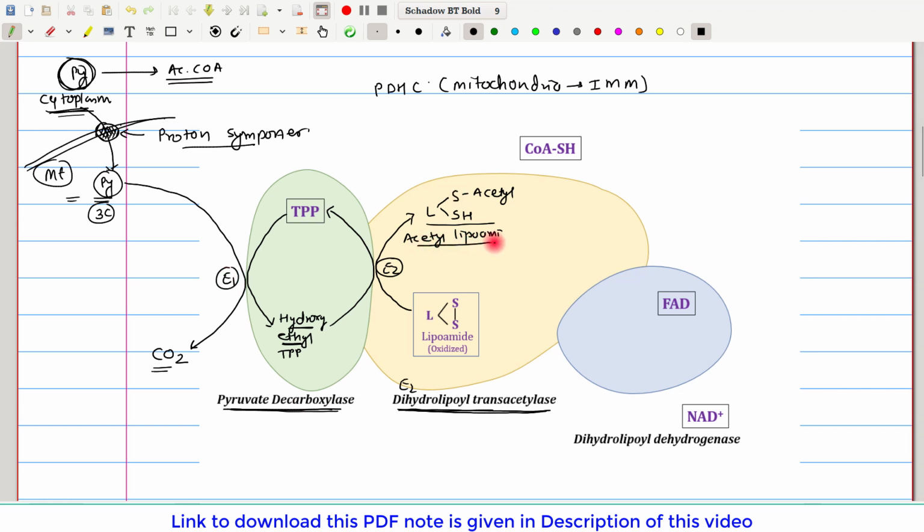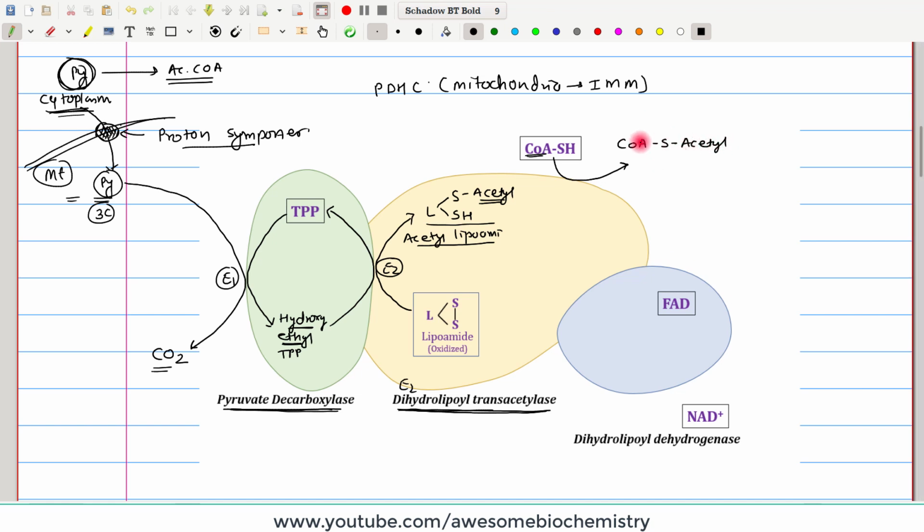Now, what happens to this acetyl lipoamide? See, this acetyl group is then transferred to this coenzyme A. Coenzyme A has this thiol group, and with this sulfur, the acetyl group gets attached. So, this coenzyme A will now look like this, coenzyme A with its sulfur, and with this sulfur the acetyl group is attached. Now, this thing is nothing but our acetyl coenzyme A. Okay, this structure is known as acetyl coenzyme A, and simultaneously this hydrogen is given to this sulfur.